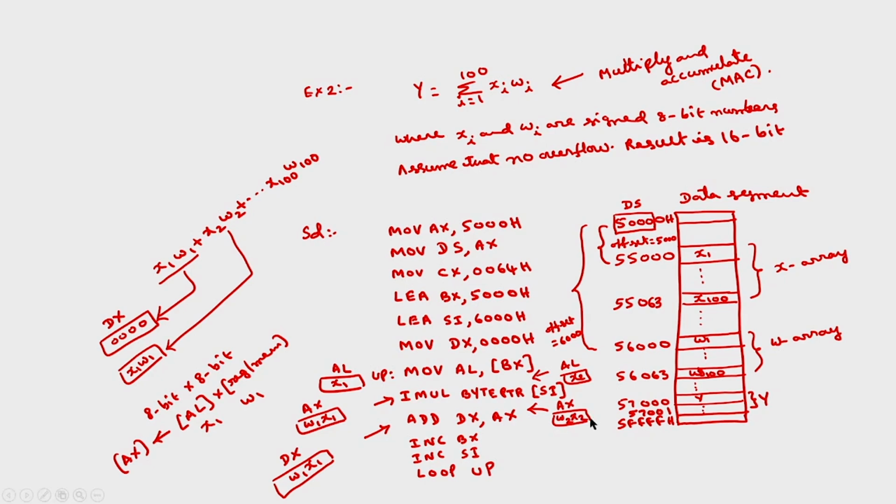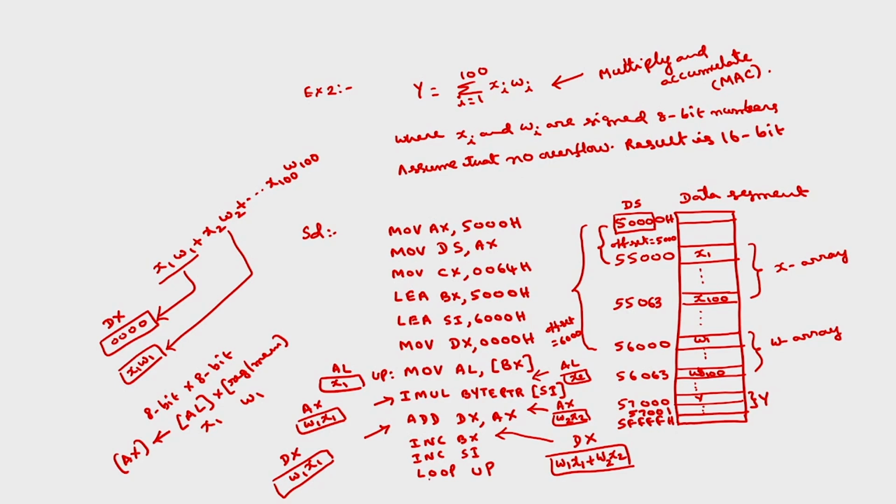This I am adding to DX. What was in DX? W1 X1. So now after this, DX contains the earlier contents W1 X1 plus the new W2 X2. Again we will increment BX so that it points to X3, and increment SI so it points to W3, because the 100 multiplications are not over. So CX will be decremented by 1 and again it will go to the loop. When will it come out of the loop? After multiplying all the 100 numbers.